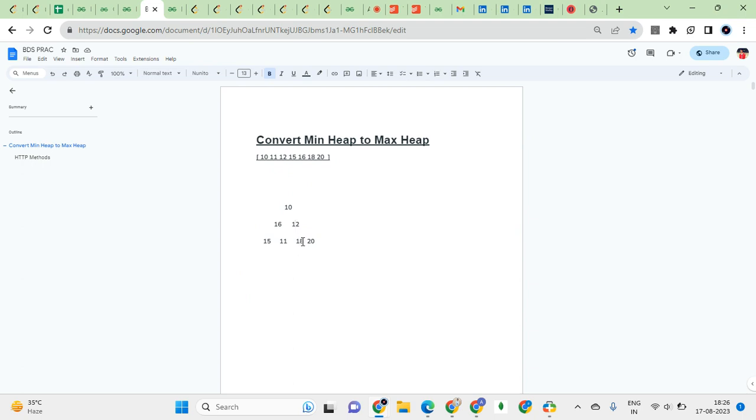18 is fine by itself, 20 is fine by itself, but 12 is not fine as the root of a max heap subtree. It will swap with 20, so 20 and 12 change places. Similarly, 10 would not be fine over here, so it would swap itself with this 20, and 10 would come over here. Now again, 18 will come up and 10 goes down.